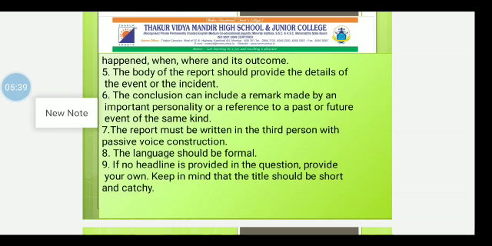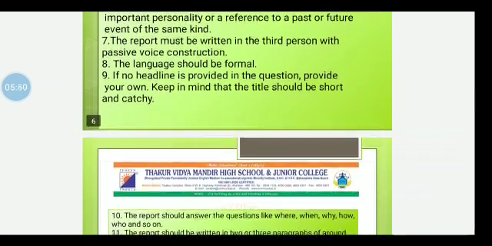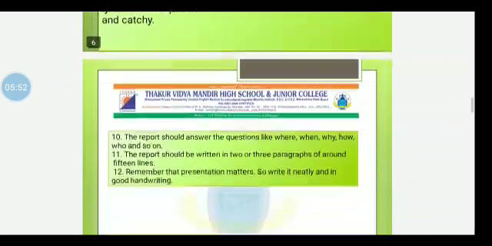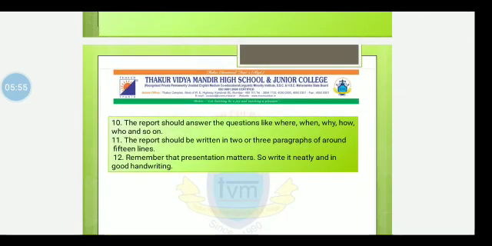Point 9. If no headline is provided in the question, provide your own. Keep in mind that the title should be short and catchy. The more attractive the title, the better your marks. So, point number 10. The report should answer questions like when, where, why, how, who, and so on. The report should be written in 2 or 3 paragraphs of around 15 lines. Preferably, we need 2 paragraphs, one for the introduction, second for the body, and the conclusion.